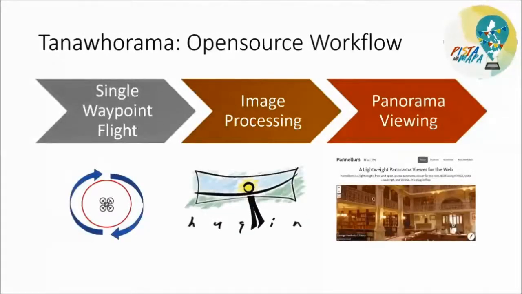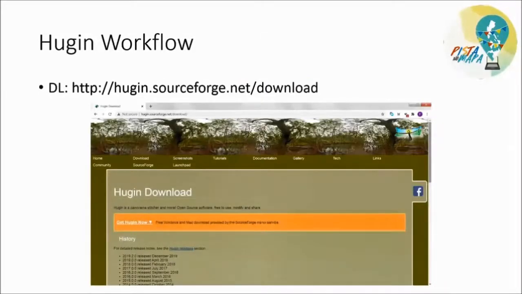This is the TanawHorama image processing workflow. We'll be using Hugin to process our images into a stitched panoramic image, and Pannellum, which is a JavaScript API, which will render our panoramic image that can be viewed interactively using any web browser. We'll start the process flow with Hugin. You can download Hugin in the link shown in the slide. Just choose the right installer for the system that you are using.